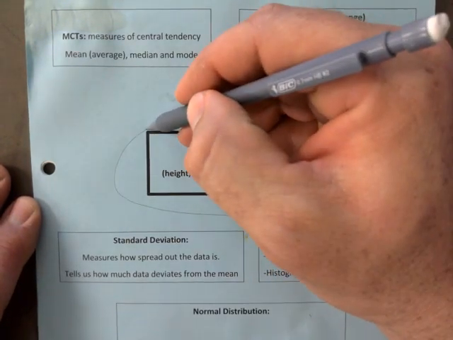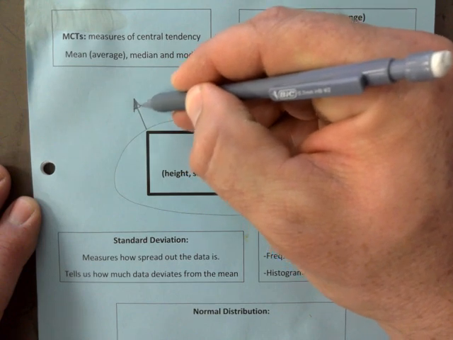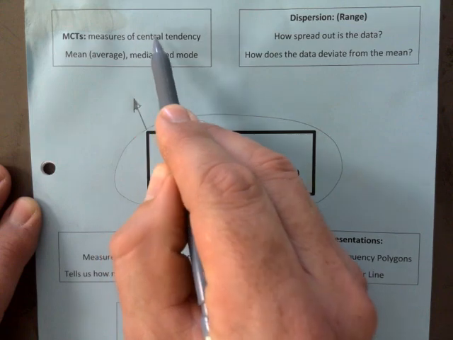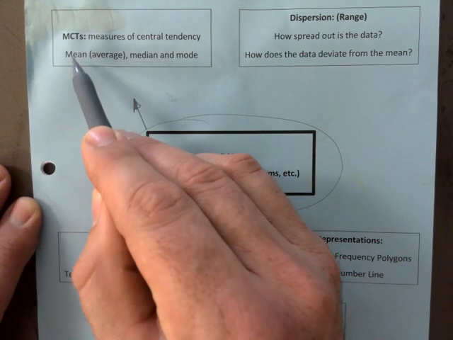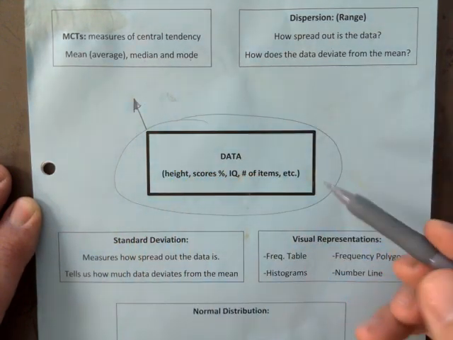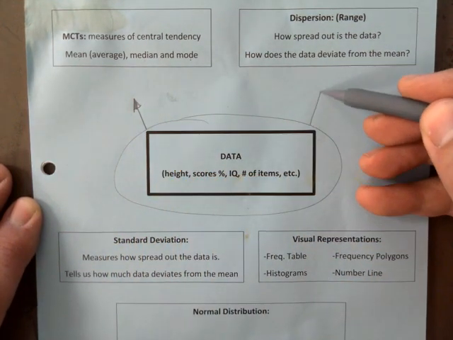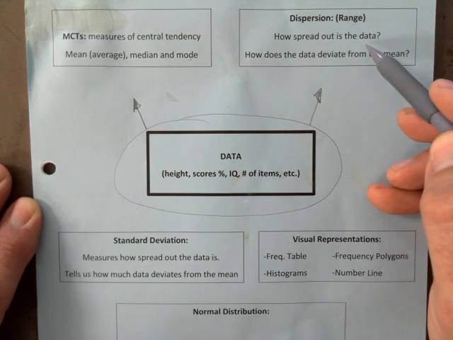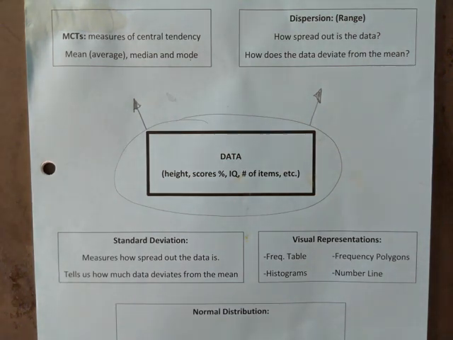And from it, we will be able to find the measures of central tendency, right? MCTs, I call them. That's the mean, the median, and the mode, right? We will look at dispersion, right? A range, like how spread out. Dispersion, right? How spread out is the data? How does the data deviate from the mean? Okay, so you're going to look at that as well.